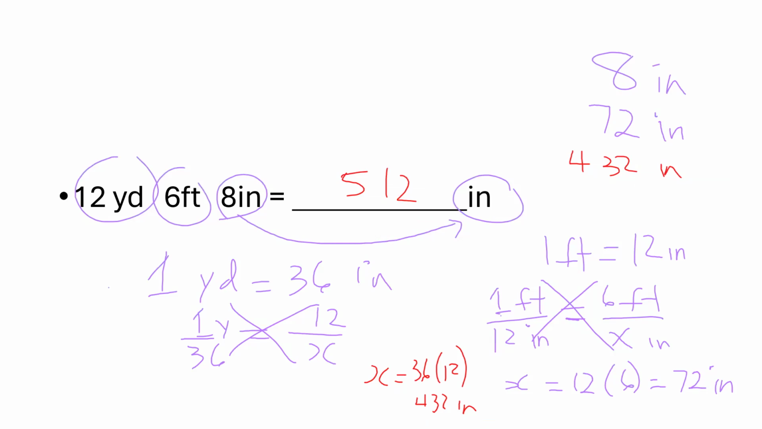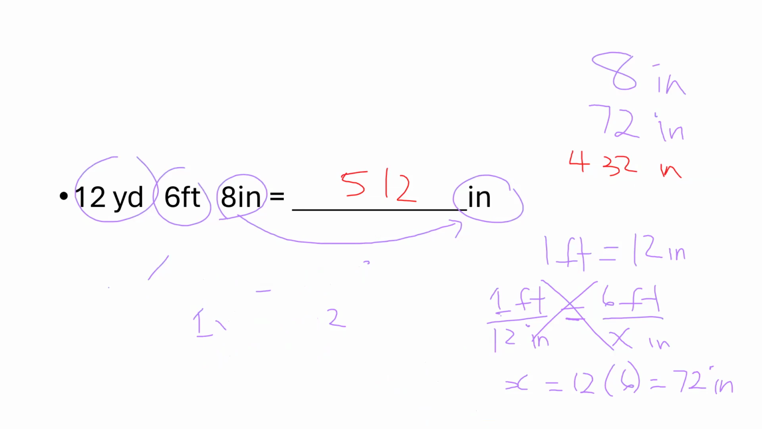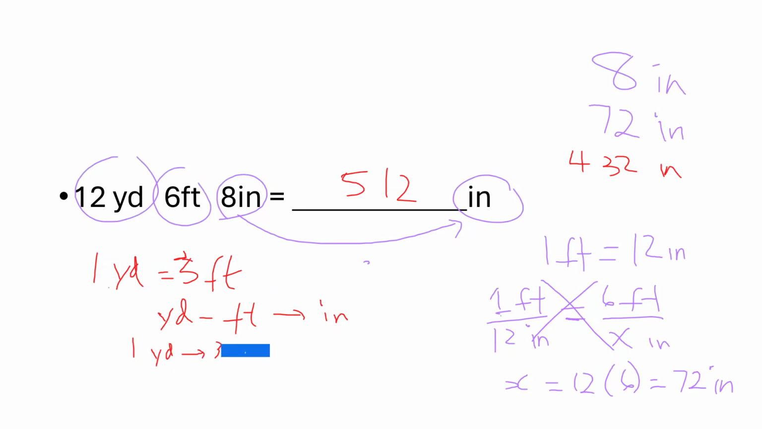Now, let's say that you didn't know that 1 yard is 36 inches, but you knew that 1 yard is 3 feet. So you could also change from yards to feet, and then from feet to inches. It's possible to do that. So you change from yards to feet, because 1 yard is 3 feet. And then if you get the feet value, you change that to inches, because 1 foot is 12 inches.